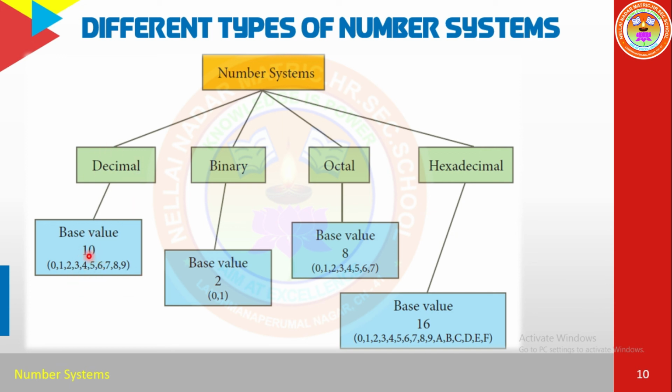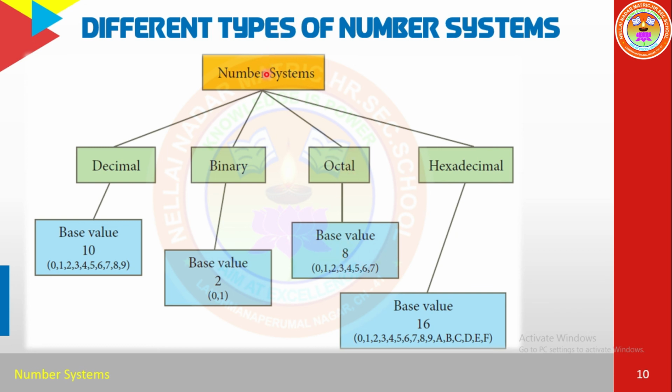So that's why we are mentioning the base value is 10. Then number 3, octal. What is the base value of octal? It is nothing but 8, right from 0 and ends with 7. So totally 8 values. So the third number system name is octal. The base value is 8.